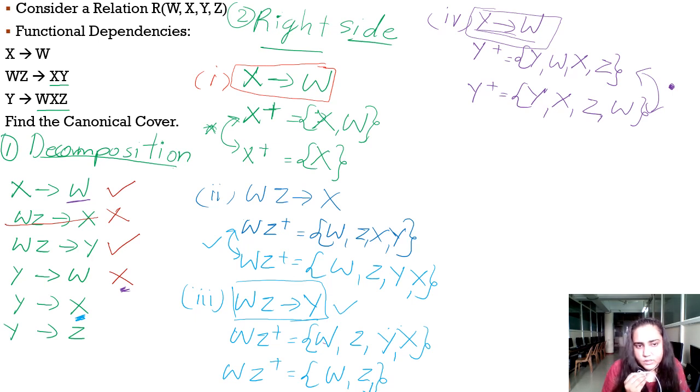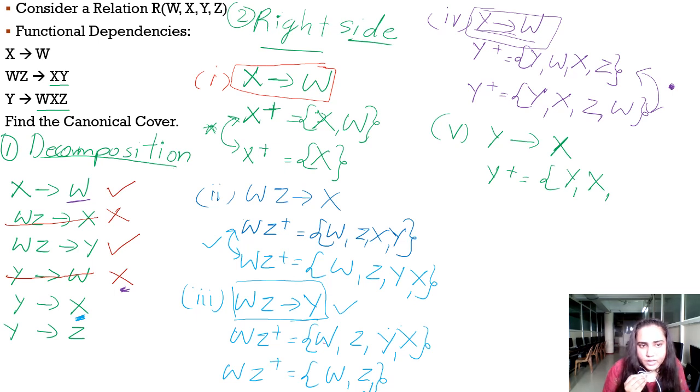Now the next dependency is y determines x, and before we move there, let me just cross this out so we know that this is removed. So this is removed, and now let's see y determines x. So in my next step, I'm calculating y plus using y determines x. So that's why I'm keeping y and x both at the same time.